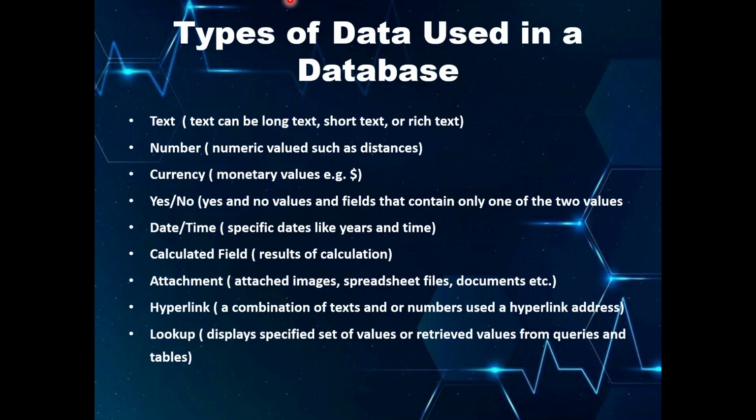So Microsoft Access can take data that is text, it can take data that is number, it can take data that is currency. And for text, it can take different kinds: short text, long text, and rich text. Long text takes like 64,000 plus characters. Short text takes just 255 characters, not more than that. It cannot take more than 255 characters, but long text can take 64,000 plus characters.